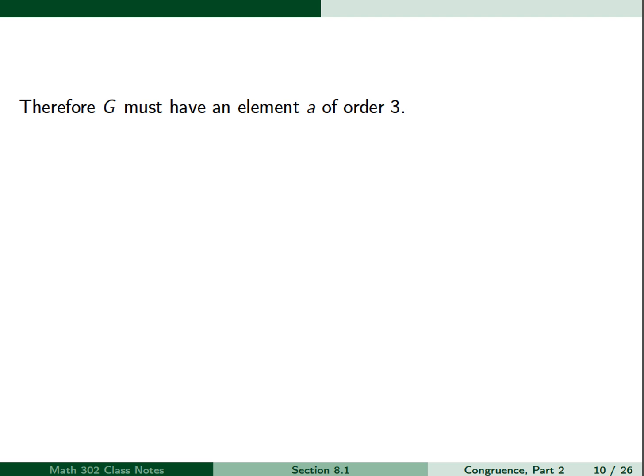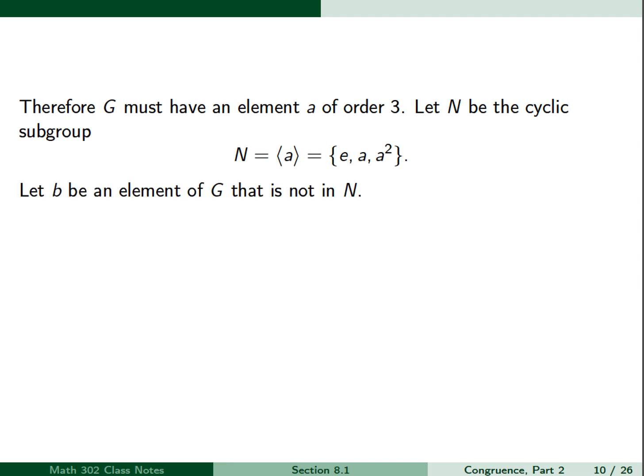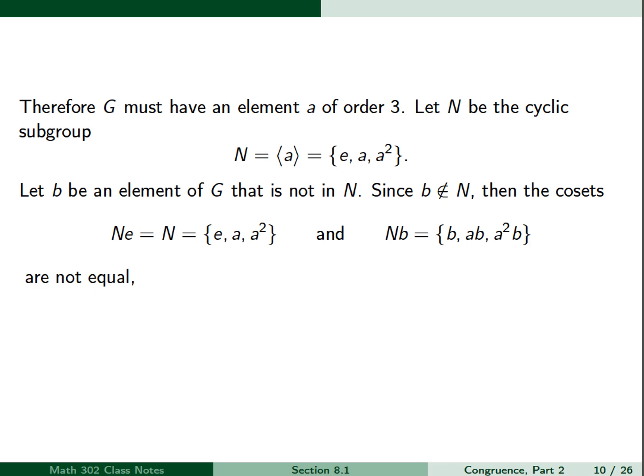So let's suppose that A has order 3. And let's let N be the cyclic subgroup generated by A. So N will be the identity, A, and A squared. Let's let B be an element of G that is not in N. Since B does not belong to N, then the cosets NE, which is just N, and NB, which is B, AB, A squared B, are not equal, so they must be disjoint. That's a property of cosets. Two cosets are either identical or disjoint.